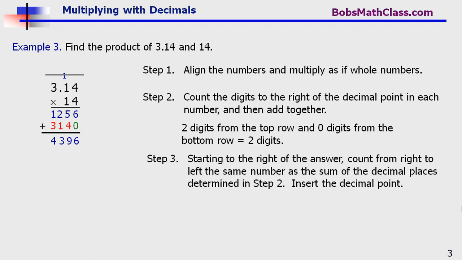So now step 3, in our answer, count from the right to the left the same number as the sum of the decimal places, determined in step 2, and then we can insert the decimal point. So move the decimal 2 places to the left, starting from the very end of the number. So move it over 2 places, so that would be in between the 3 and the 9. Boom. So 43.96 is our answer.